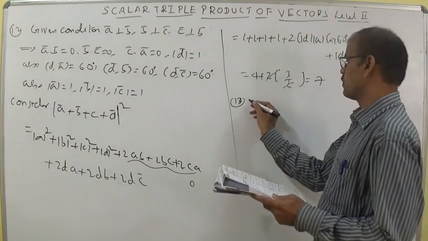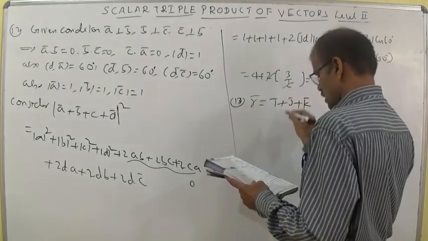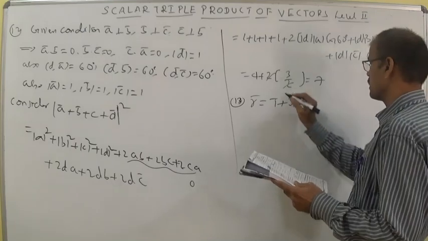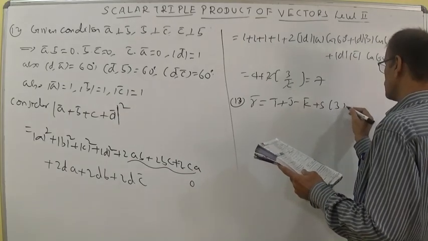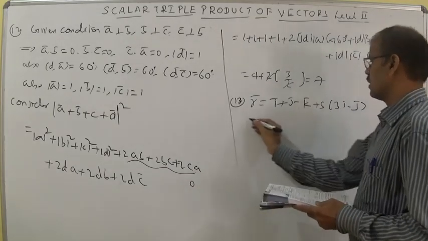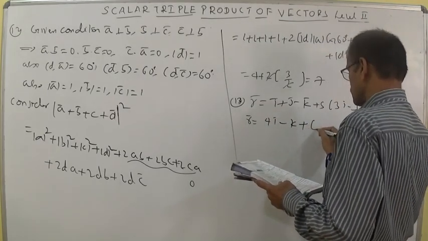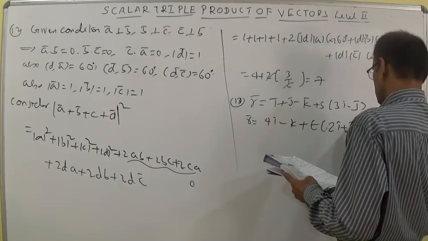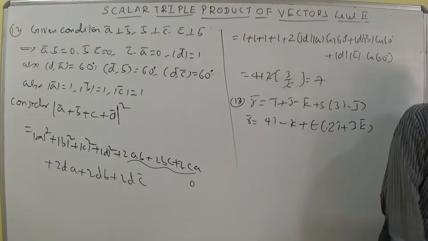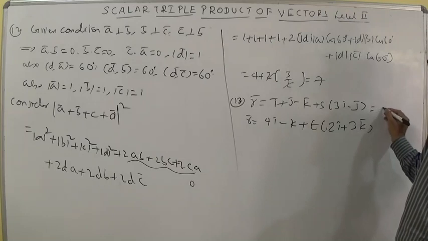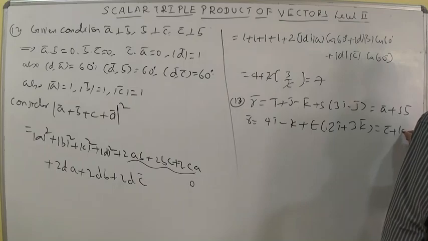13th question. R bar is equal to I plus J minus K plus S into 3I minus J, and R bar is equal to 4I minus K plus T into 2I plus 3K. So the first is of the form R bar is equal to A bar plus S B bar, and the second is of the form C bar plus T D bar.